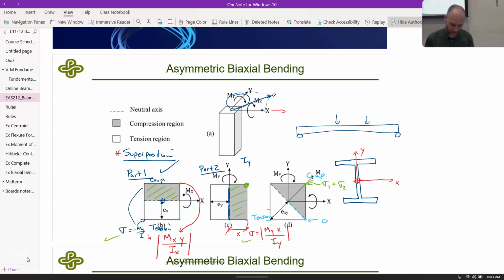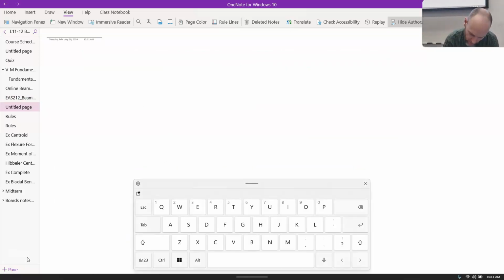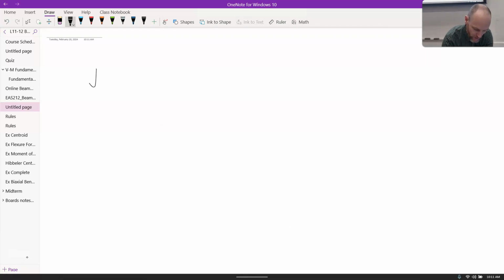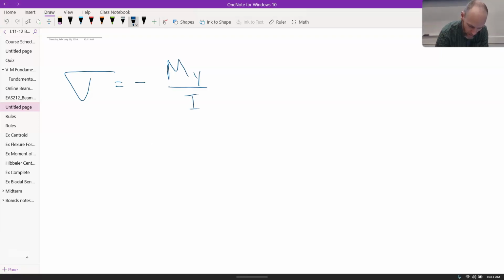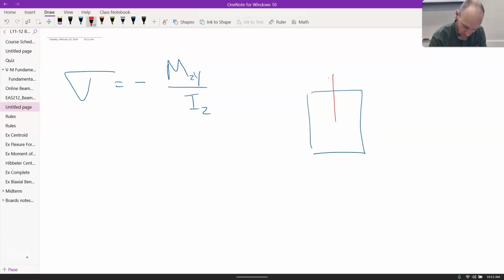Yeah, so excellent question. I think the big concept is the general stress equation we have: bending stress is equal to negative M_z y over I_z. That's for a generic coordinate system that has your y-axis here and your z-axis here. The x-axis is your longitudinal axis. And if you have that specific coordinate system, then that works out exactly.